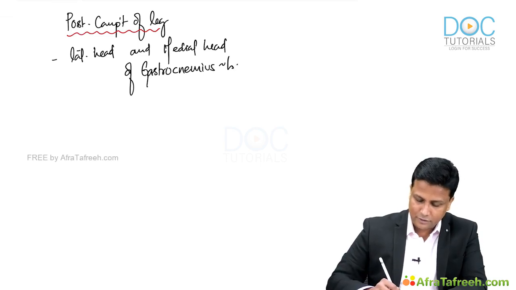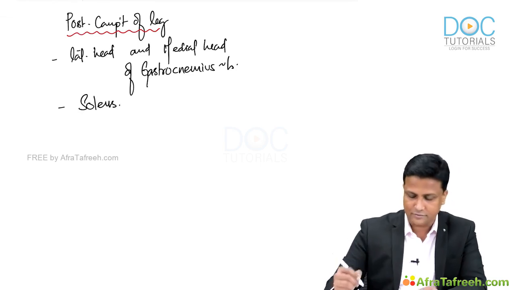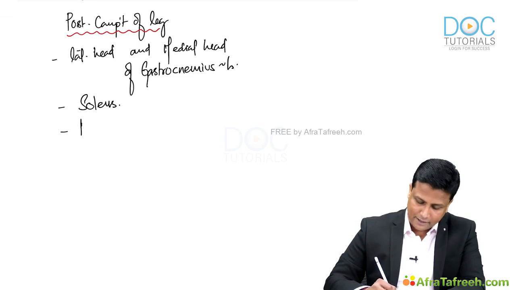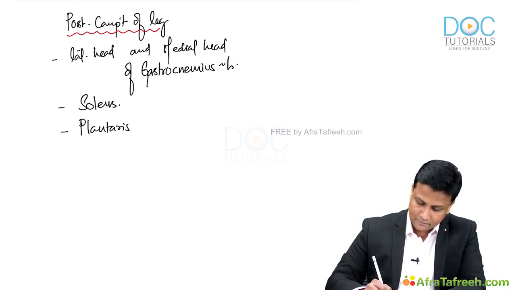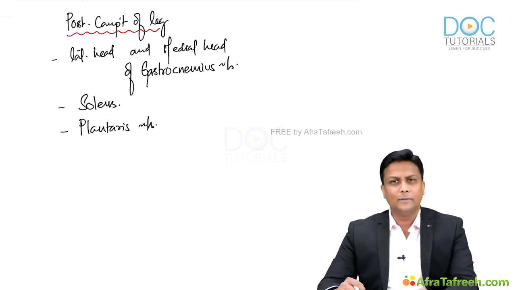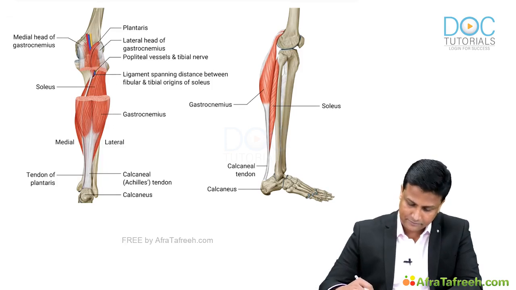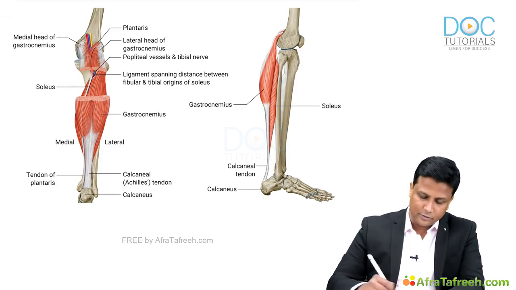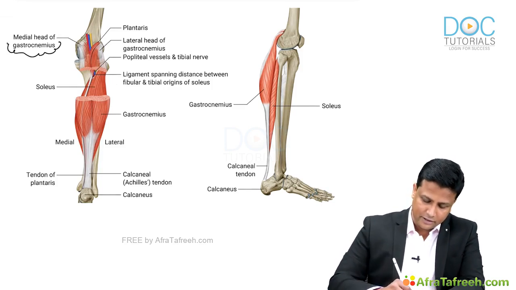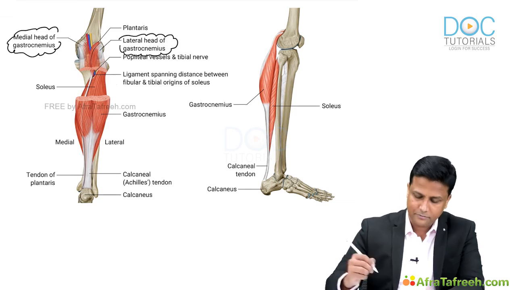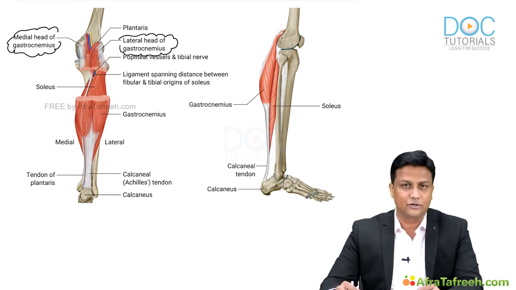And beneath that gastrocnemius, what do you have, guys? You'll be having the soleus muscle. And along with that, you also have one small muscle here, that is plantaris muscle, guys. Perfect. Now let me show you all these things in a diagram over here. Please look at this diagram here, guys. In this very first diagram, you are able to appreciate a medial head of gastrocnemius, and then a lateral head of gastrocnemius.